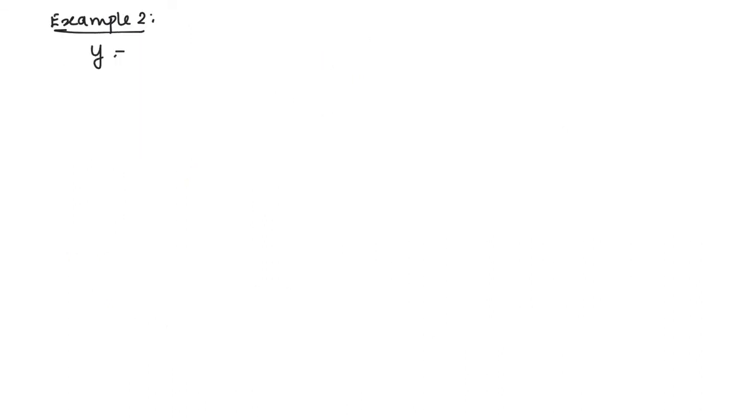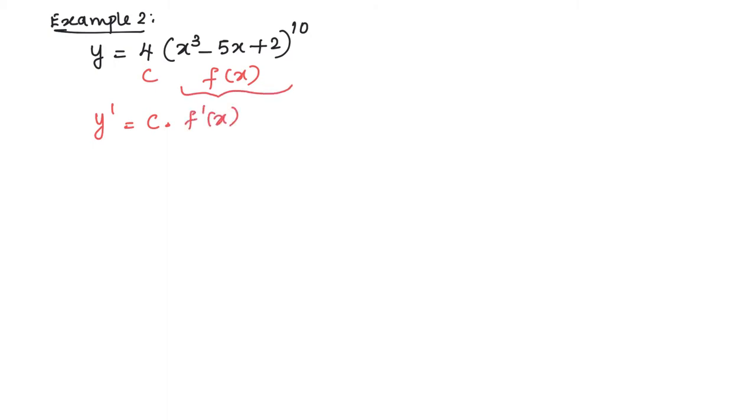Let's do another example. y equals 4 times (x cubed minus 5x plus 2) to the power 10. So this is actually a constant times a function. When you take the derivative, it will be the constant times the derivative of this entire function, right? But the derivative of this function is a composite function, so we need to use the chain rule.